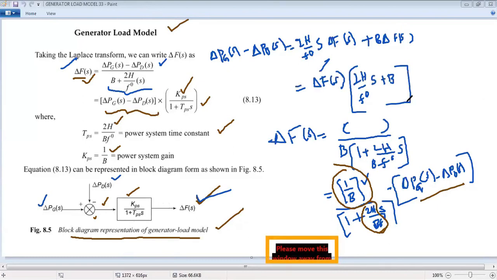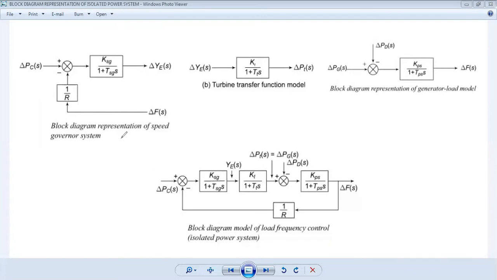Now let us see the overall block diagram of the single area system. So here we have three block diagrams. The first one is the block diagram representation of the speed governing system. Here we have delta Pc of s minus 1 by R into delta f of s. It is given as an input to this block Ksg by 1 plus Tsg into s, the speed governing system gain and speed governing time constant, and the output is delta Y of s, which controls the movement of the valve output.